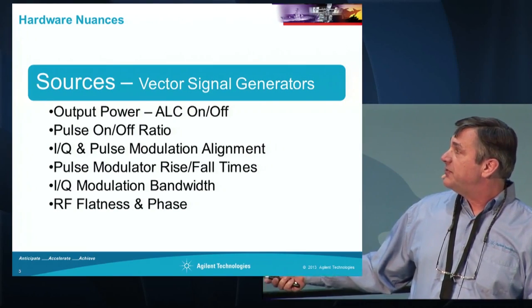RF flatness, phase flatness, modulation bandwidth, all issues. The bandwidth required for simulating signals or simulating multiple signals, for that matter, is getting much wider. Of course, Agilent has arbitrary waveform generators that are very high performance, high dynamic range, wide bandwidth.